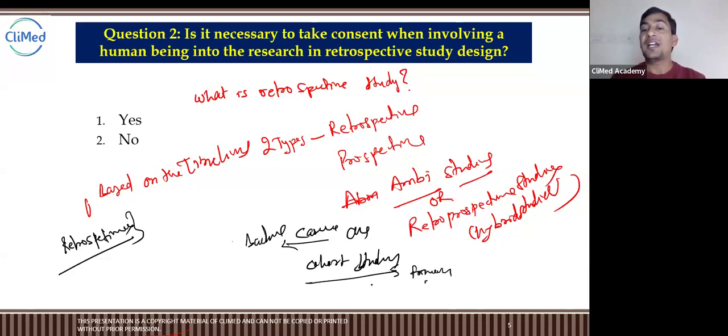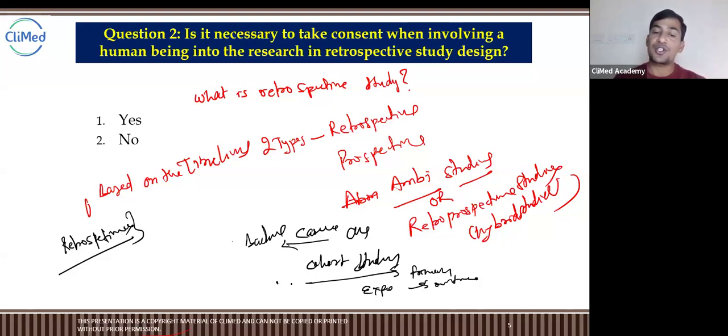Why forward? Because we have exposure with us and we are looking for outcome. Means we have the reason of the disease, but we are waiting or expecting the disease to happen. Understand? That is forward direction studies. And backward direction studies is when we have the disease, but we are looking for the cause. Like, let me give you the example so it will be clear in your mind.